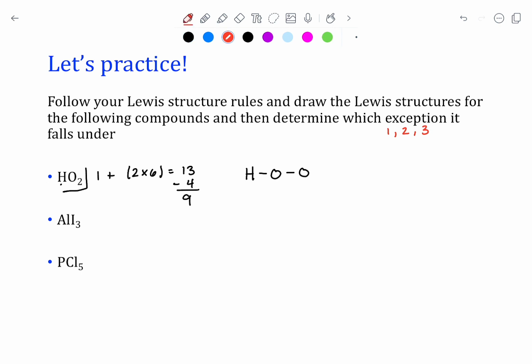So I'm going to fill in my octets. Hydrogen is good. I'm going to do my oxygen out here first because it's my surrounding atom. I used up 6. I have 3 electrons left. They go 1, 2, 3, which means I have no electrons left over. So since I've been dealing with odd numbers, I had an odd number of electrons here in my count. We know that this is going to be exception number 2.